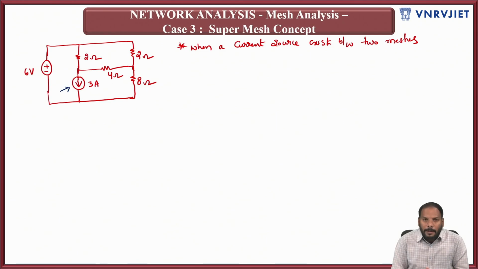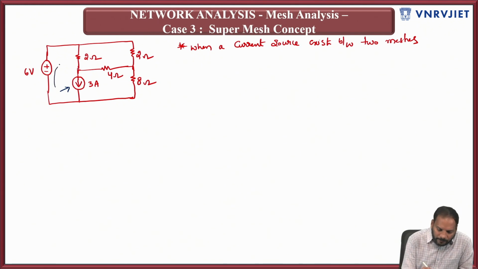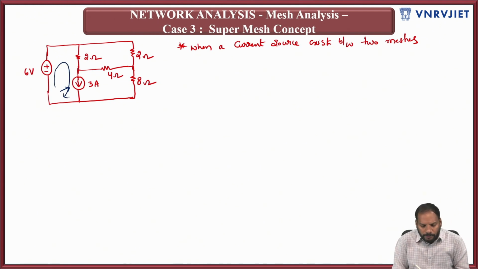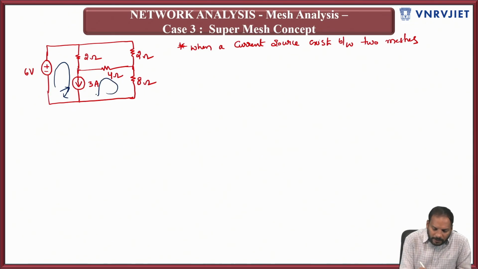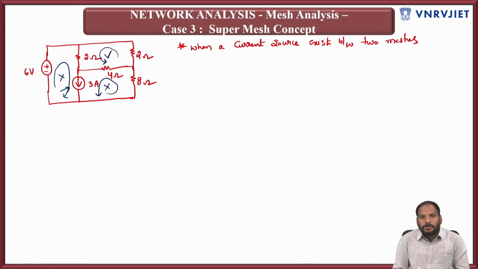That means you cannot apply the KVL across this current source because you don't know the voltage drop across it. Mesh analysis is nothing but KVLs. Even if you try to apply KVL in this loop, it is not possible because you don't know the voltage drop across the 3 amperes. Similarly, it is not possible in this loop also. However, you can apply KVL in this loop, no issues. So for such type of problems, how can we go ahead?